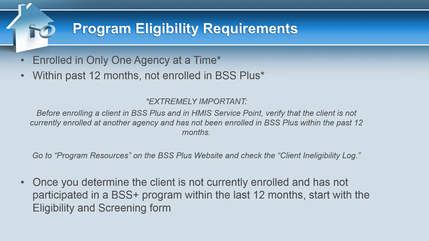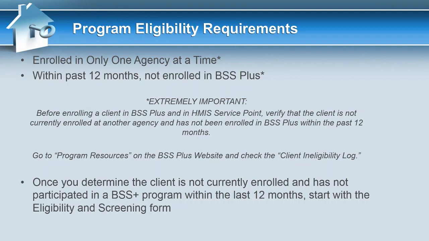So the way that you check that is you can go into HMIS Service Point and check under the Entry Exit tab, and then in addition to that, because you're not able to see all program enrollments within the collaborative due to different confidentialities, you must go to Program Resources on the BSS Plus website and check the Client Ineligibility log. On that Client Ineligibility log, you need to check both first and last name and cross-reference also with the client's birth date. Additionally, not only do you need to check for the head of household, but you also need to ensure that no one else that is presenting for services within that household has been enrolled in a program within the last 12 months or is currently enrolled in another program.